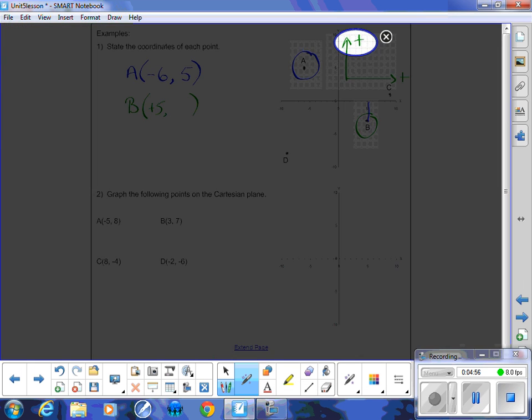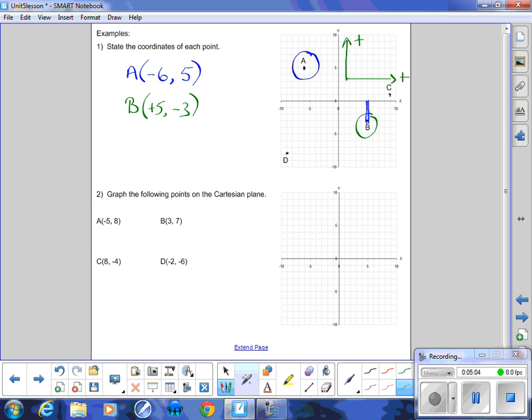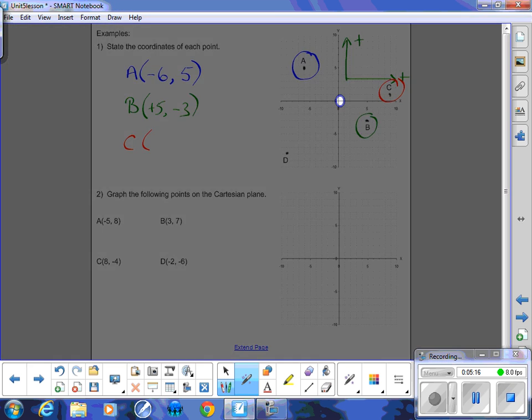Up is positive. So that means I had to go down, which means I went down 3, or negative 3 squares. And again, that's a road map telling you how to get to each coordinate. Point C, located right there. So point C is located, again, counting squares, starting at your origin.